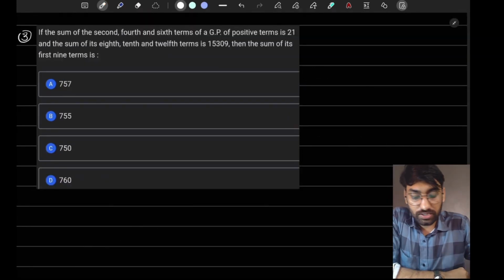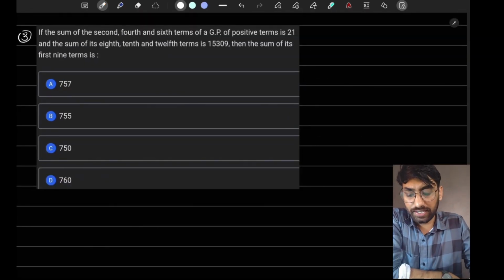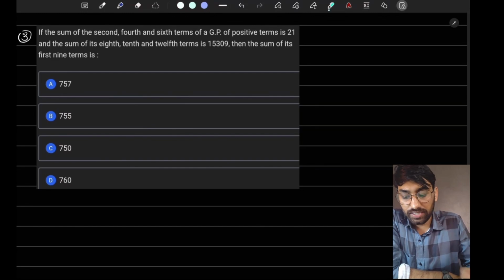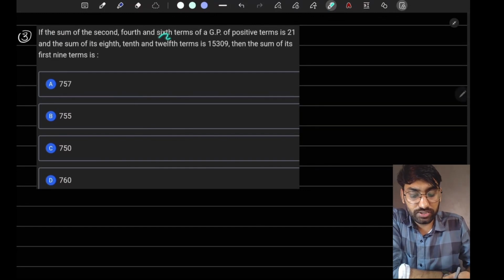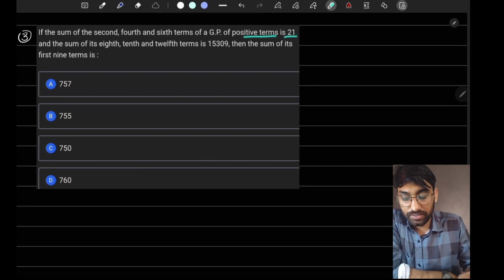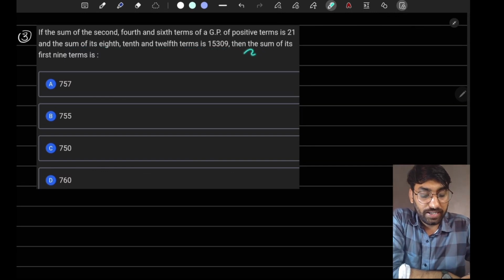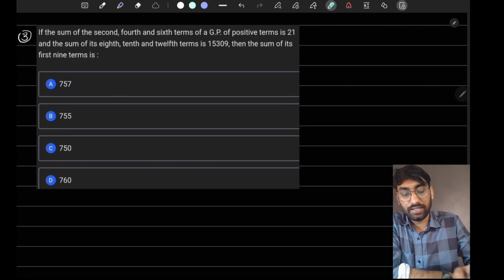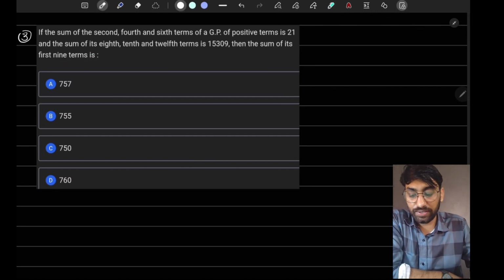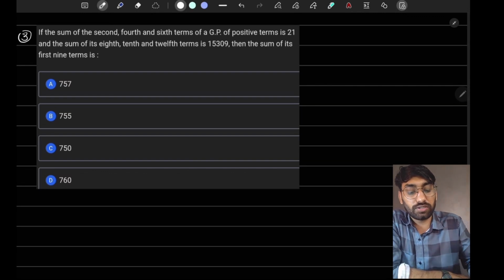Now let's see our third question of the list. What are they saying in this question? They are saying that the sum of the second, fourth, and sixth terms of a GP of positive terms is 21 and the sum of the 8th, 10th, and 12th terms is 15,309. Then we need to find the sum of its 9th term. Let's see the information that they have given.